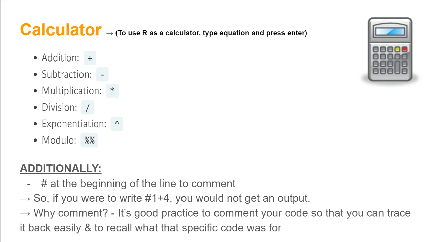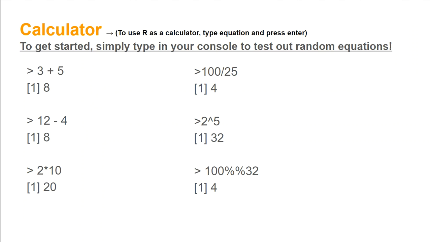So why do we comment? Well, it's good practice to comment your code so that you can trace it back easily and also to recall what that specific code was for. So here are a few examples that you can try typing in your console. For example, 3 plus 5, you will get 8; 12 minus 4, and you will also get 8; 2 multiplied by 10 is 20; 100 divided by 25 is 4; 2 to the power of 5 is 32; and 100 modulo 32 is 4. In case you are wondering, modulo is the remainder of the division.